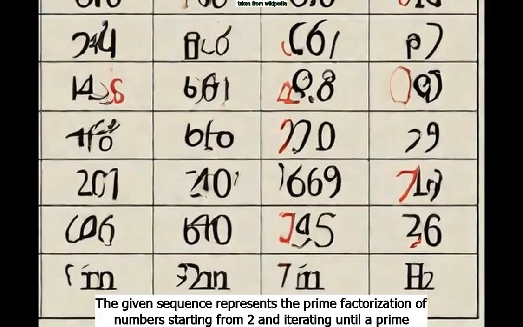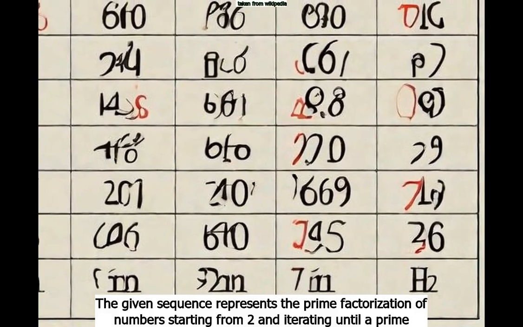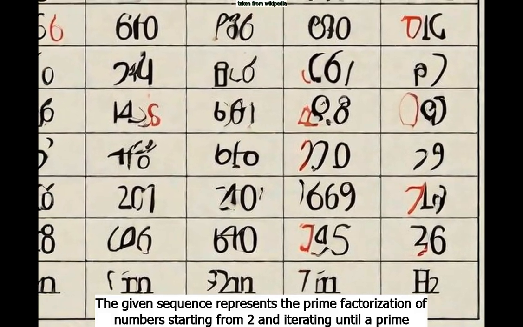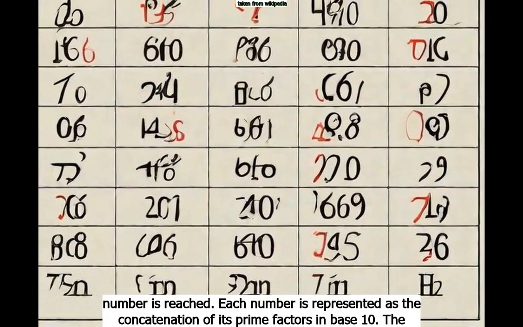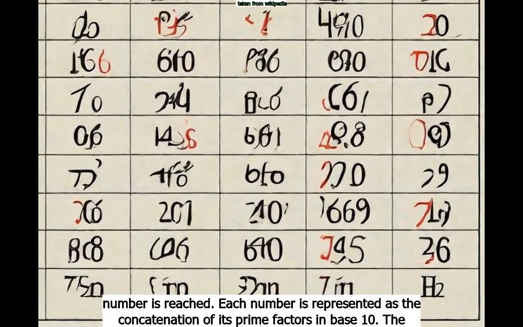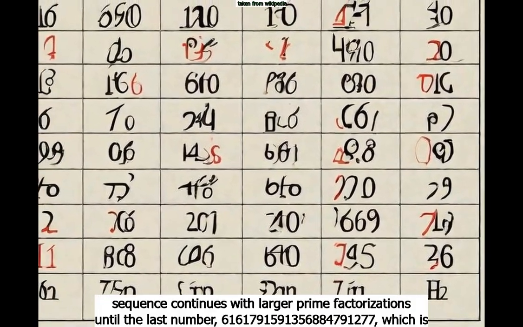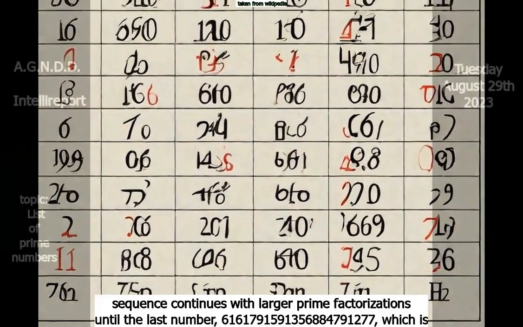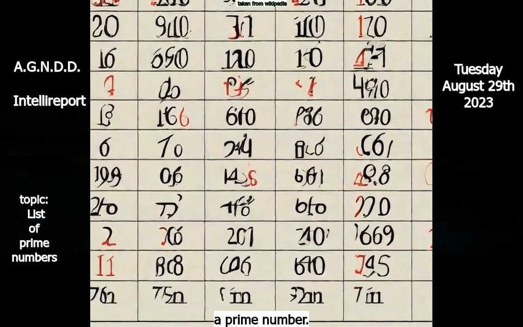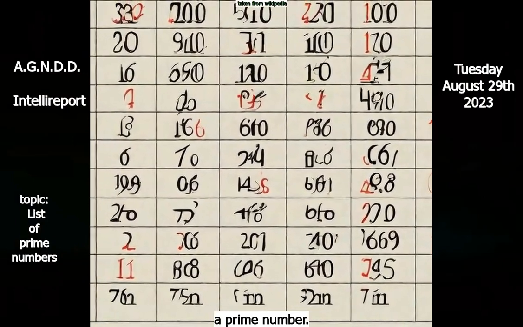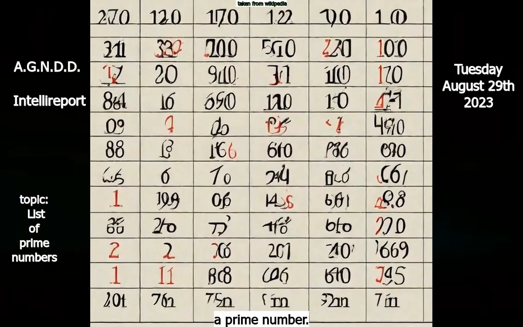The given sequence represents the prime factorization of numbers starting from 2 and iterating until a prime number is reached. Each number is represented as the concatenation of its prime factors in base 10. The sequence continues with larger prime factorizations until the last number, 6,161,791,356,847,912,777,000, which is a prime number.